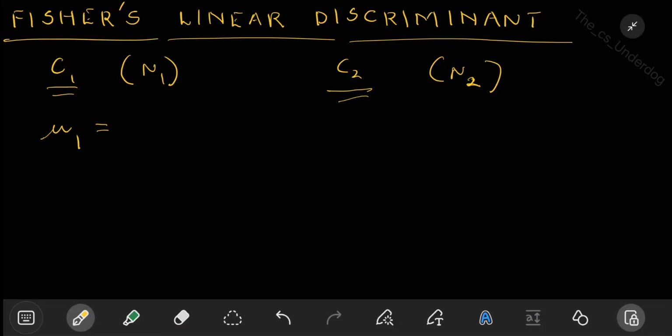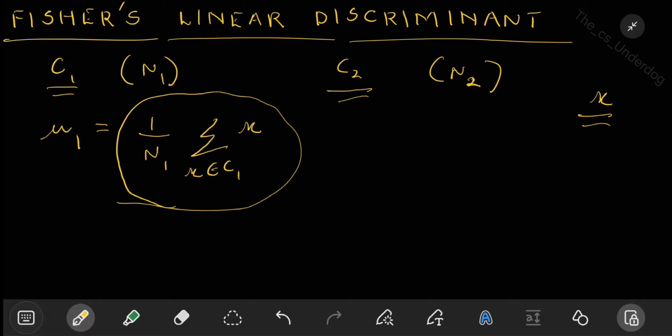Each point will be denoted as x. So all the points will be denoted as x. How will you find out the mean? The mean of class 1 will be 1 by n1 sigma x element of C1, which means for every x that belongs to class 1, you add it. So the average of all points, that is what mean is. Considering all the points in class 1, you add all the points and divide by the total number of points.